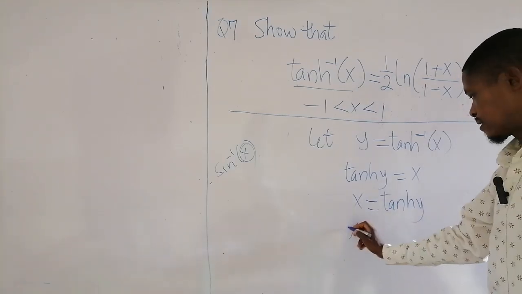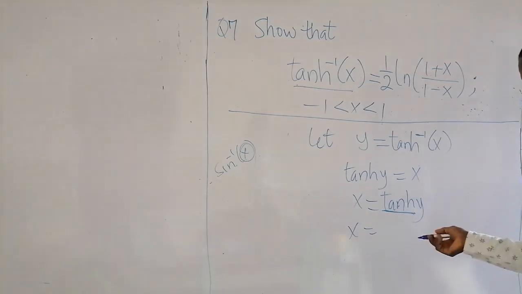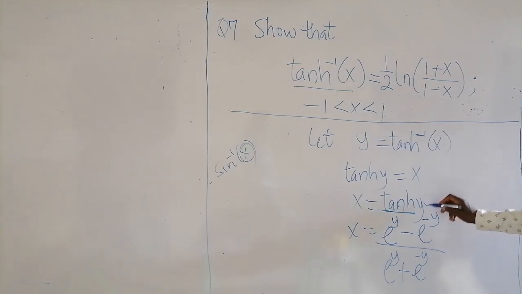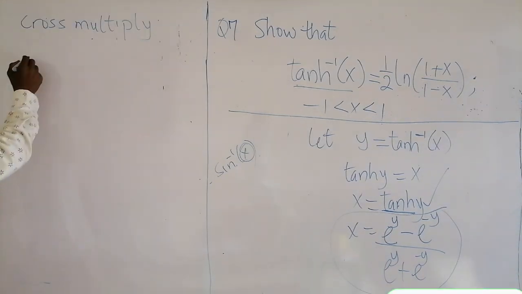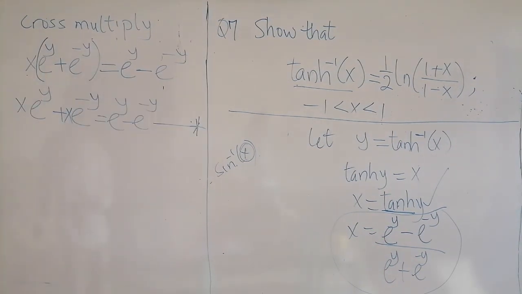And don't forget, this is a hyperbolic function of tangent, and it's expressed in exponential form. With this, that's this expression for the hyperbolic function. Can you cross multiply? So if you cross multiply, we have this. Open the brackets. So now this equation. And as you are working, you're checking what you have.